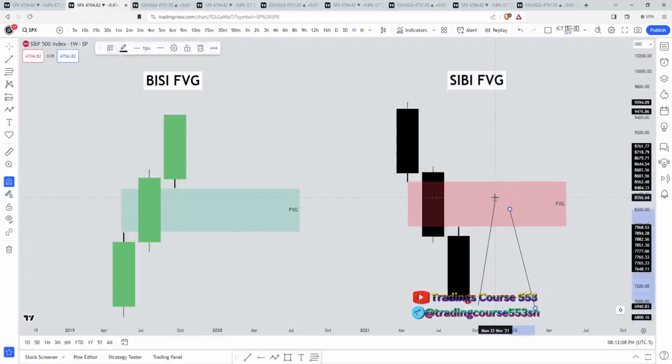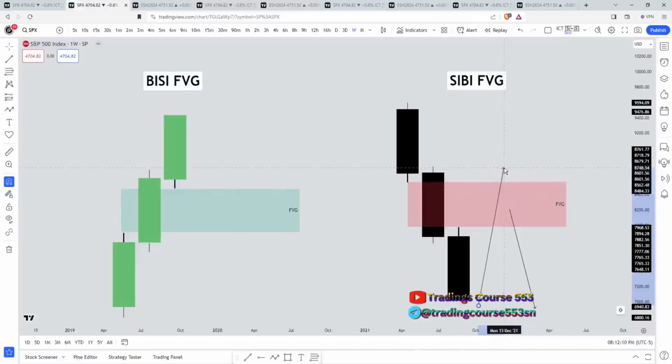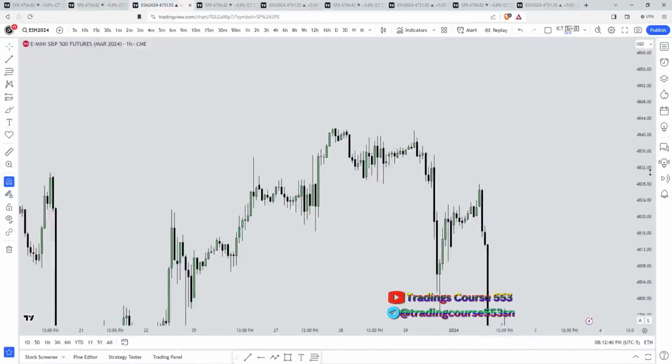I don't always want to see a complete deep retrace, because a lot of times, especially if the fair value gap is high up in the range, it's showing that price is in a high resistance liquidity run, which we'll also be talking about. But this is the basics of a fair value gap. So now we can dive into a real chart example.